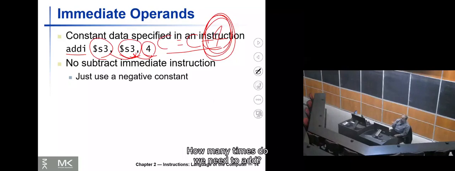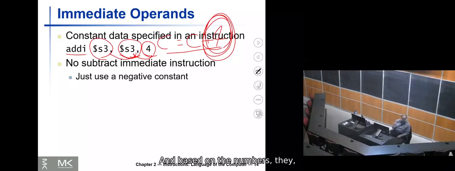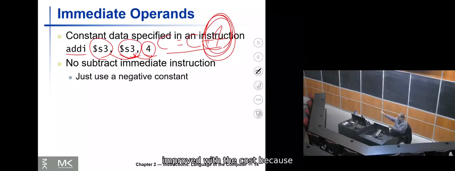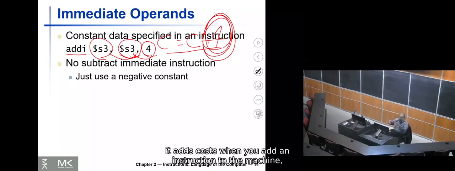How many times do we need to add subtract? How many times do we need to add to do add? How many times do we need sub I? How many times do we need add I? And based on the numbers, it calculates the cost and the performance. So if you implement sub I, how much performance will be improved with the cost? Because it has costs. When you add an instruction to the machine, then the controller would be more complex. It has costs. But how much improvement in performance do we have?